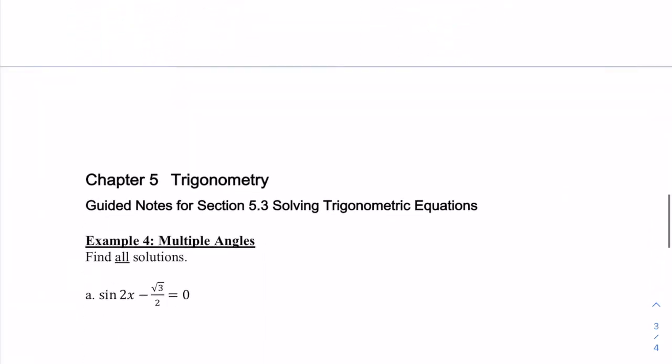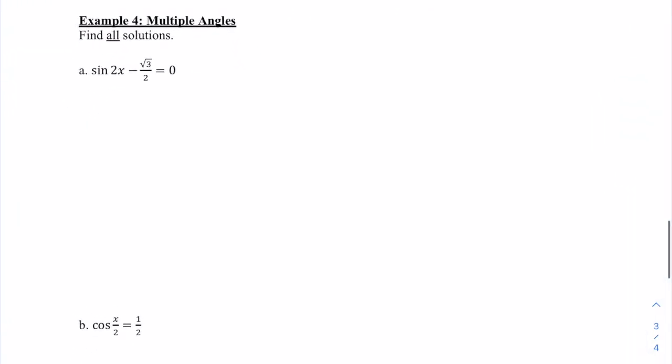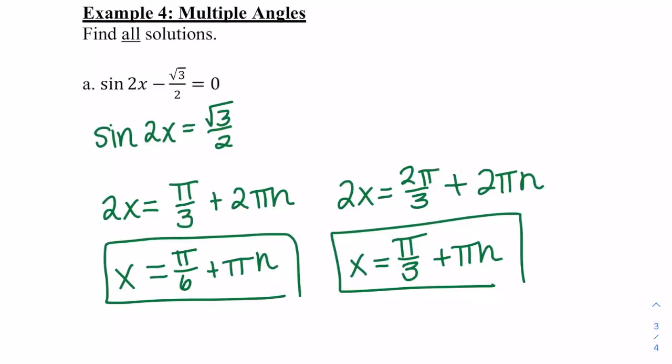All right, for these next two, again, try these problems for multiple angles. We're finding all the solutions, and then pause your video, and then we'll come back and check your answer. Okay, so here we have sine of 2x equals root 3 over 2.